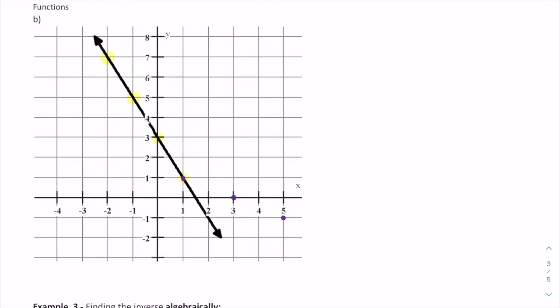And then our last nice point we have is 2, negative 1, which will go to negative 1, 2 right here. And because it was connected in a nice line originally, we can connect the points again. So I'm going to try my best. I can't use a ruler, so it's going to be a little squiggly, but that's okay. So there is our inverse.